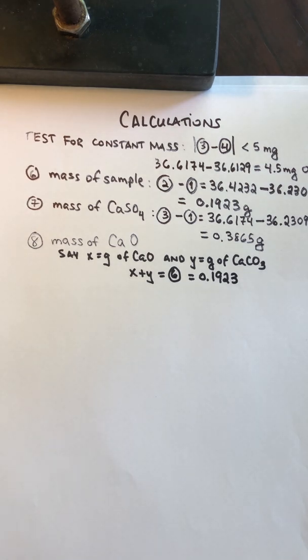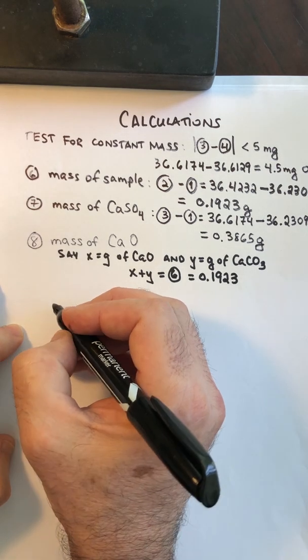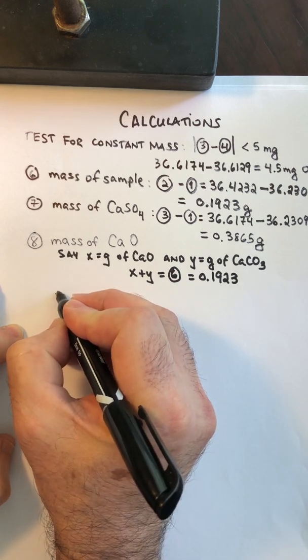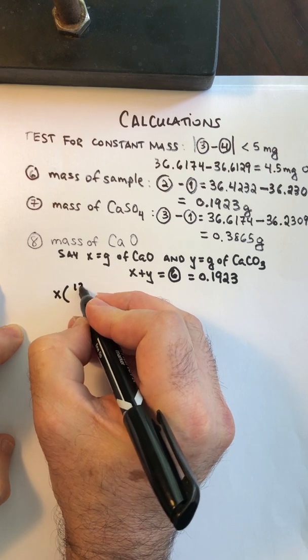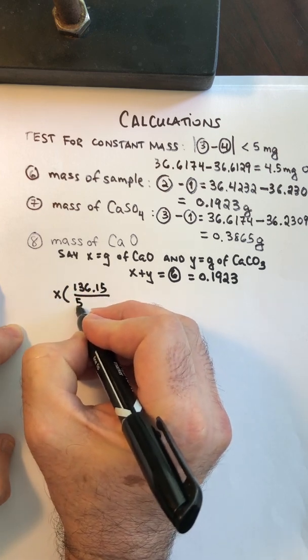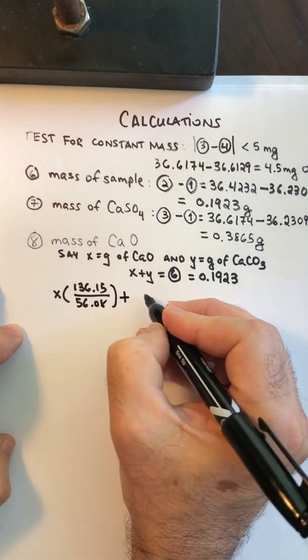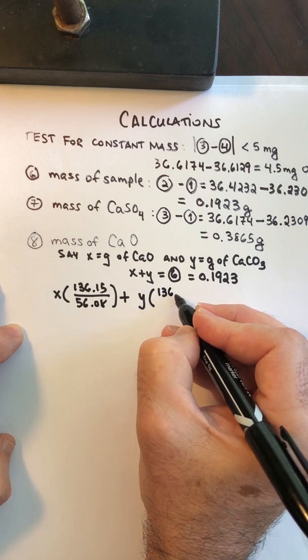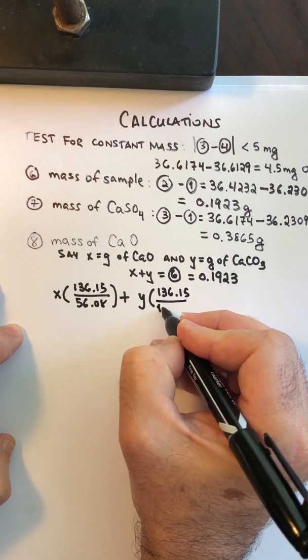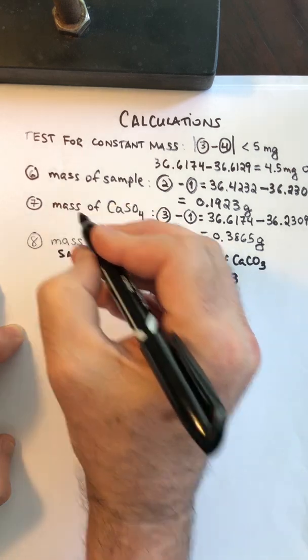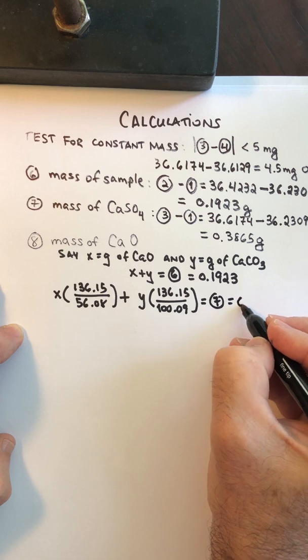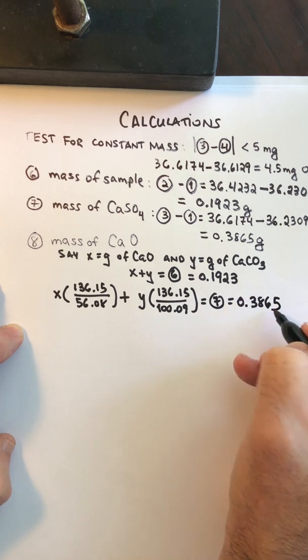Now, what would be the yield of this reaction? Well, again, we assume that each one of the components produces a certain amount of product. In other words, it contributes to the total amount of product based on its proportion. So we would say that X times 136.15 divided by 56.08 plus Y times 136.15 divided by 100.09 should give you the final number here, which in our case was 0.3865. We had already built this equation before, so go back and look at it.